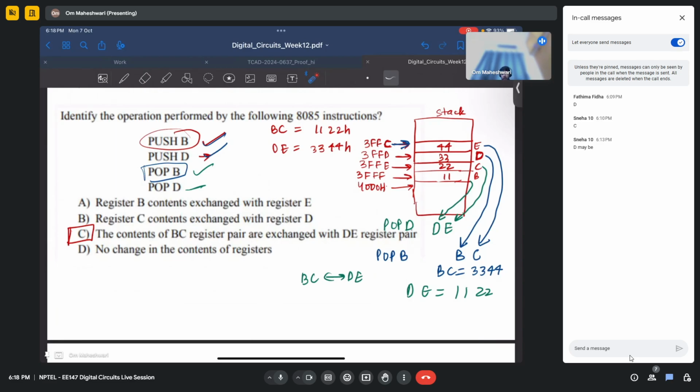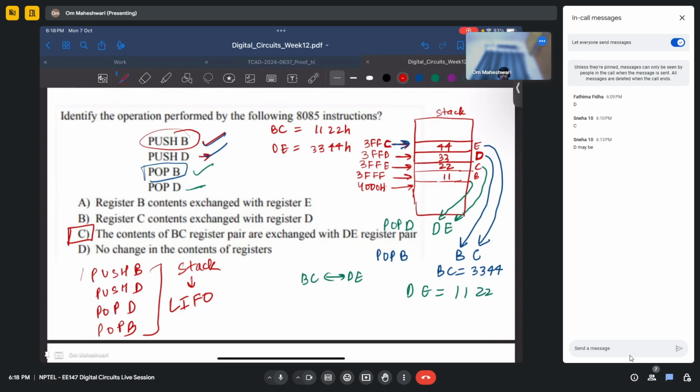So one thing to take care of is, if you do not want the contents to be changed, always pop B. The stack should also always follow last in, first out.